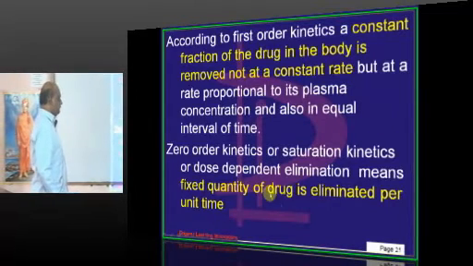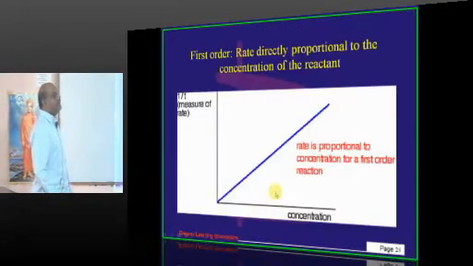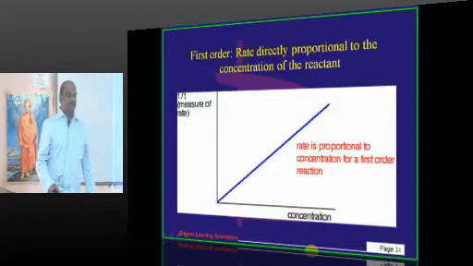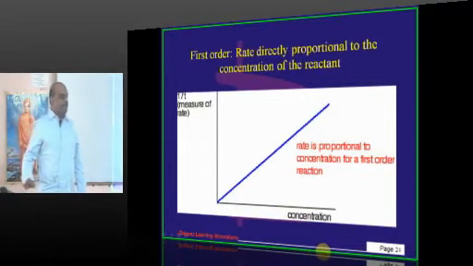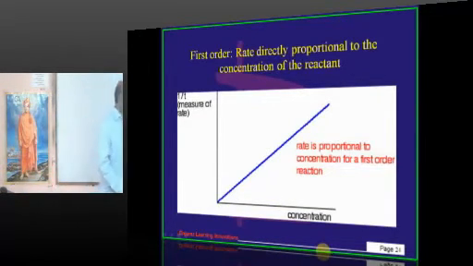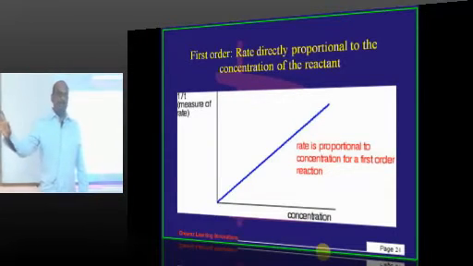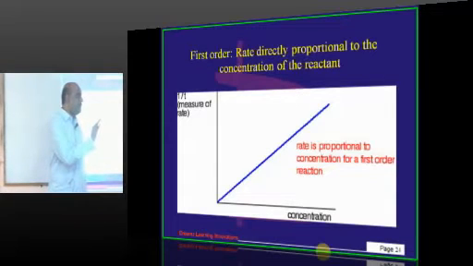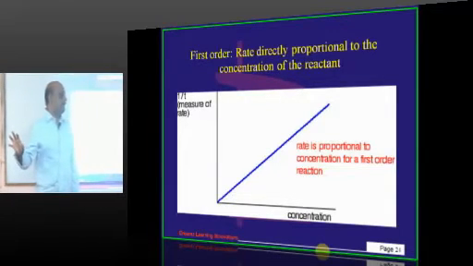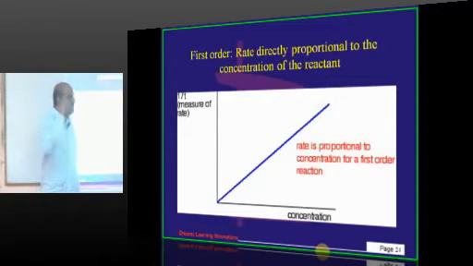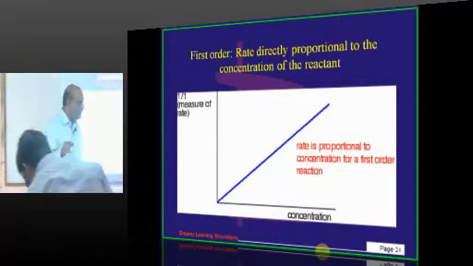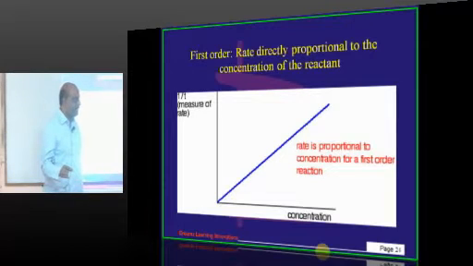Now doctor, what is the confusing thing about this? I know what confusion will be there in the mind when we go to the exam. Zero order means a constant amount eliminated. First order means a constant proportion eliminated. We use the word constant for amount and proportion when it comes to zero or first order kinetics.